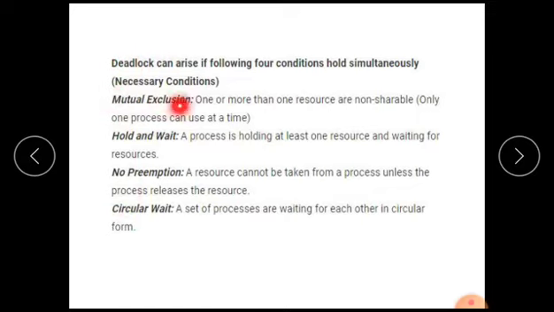First is mutual exclusion. It says one or more than one resource are non-shareable. Only one process can use it at a time. Second is hold and wait. A process is holding at least one resource and waiting for other resources. Third is no preemption. A resource cannot be taken from a process unless the process releases the resource.